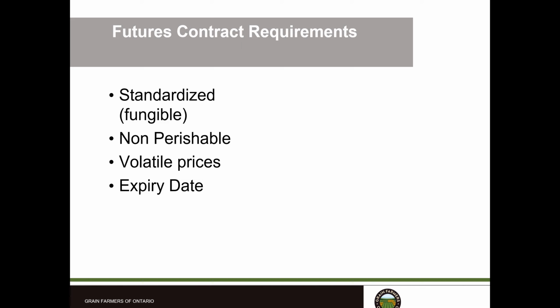If I buy corn, I have two choices. I can either take delivery of that corn from whoever I bought it or wherever I bought it, or if I sold the corn, I have to deliver it. Or the second option is I can close out my position, and we call this offsetting.